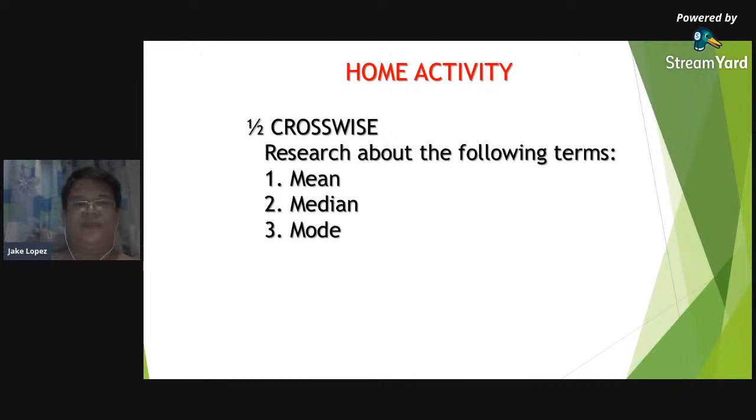So for your home activity, for your research, I need you to know the meanings of the three words: mean, median, mode, and that would be the next part of our lesson for mathematics 7 for grade 7.